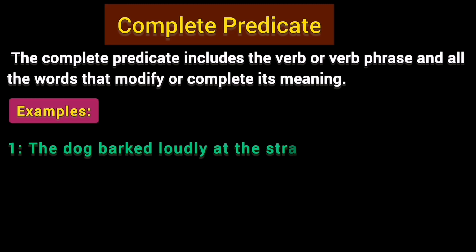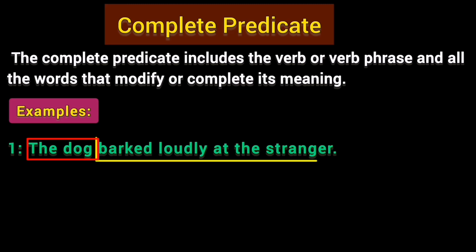The dog barked loudly at the stranger. Observe this example. Here, the dog is the subject and barked loudly at the stranger is a complete predicate. Basically, the complete predicate, barked loudly at the stranger, includes not just the main verb but also the adverb that describes how the barking was done and the prepositional phrase that specifies the target of the action, giving a full picture of the dog's behavior. In simple words, you can say that this predicate has modifiers and that's why it is a complete predicate.